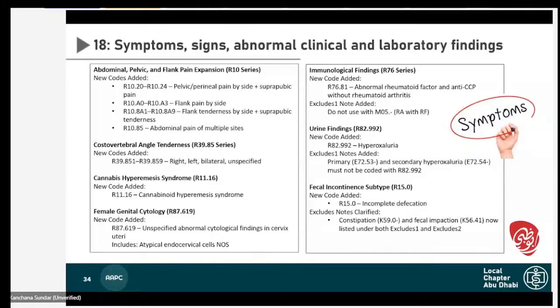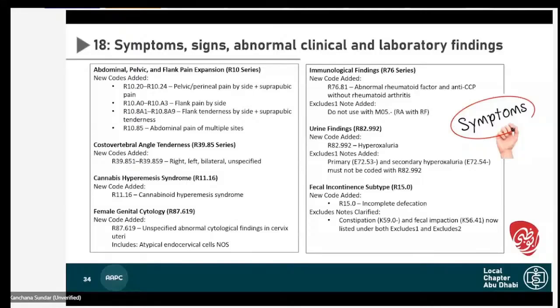So that's about symptoms. So we were talking about the signs and symptoms, which have been impacted with the addition of sites and laterality. Most of the changes in the signs and symptoms happened due to abdominal, pelvic, and flank pains. And most of our changes are seen because of the laterality and new additions of the sites.